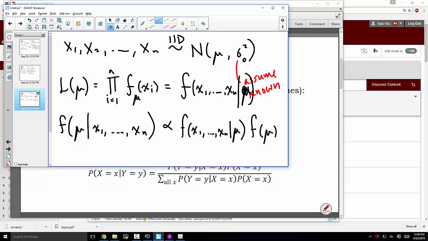In terms of Bayes' lingo, this here is the likelihood. This is called a prior, and then this is called a posterior.